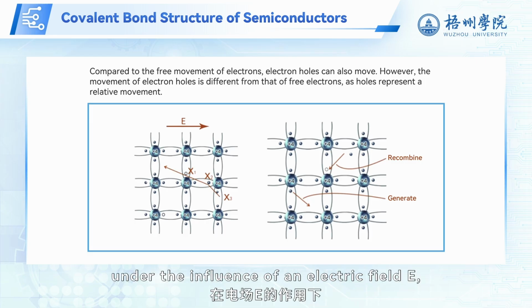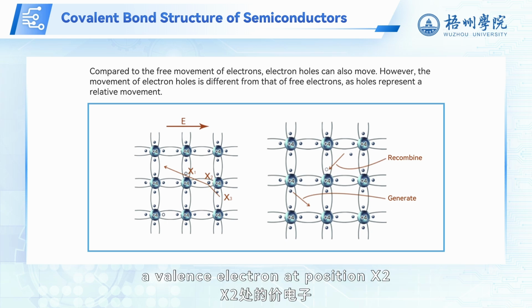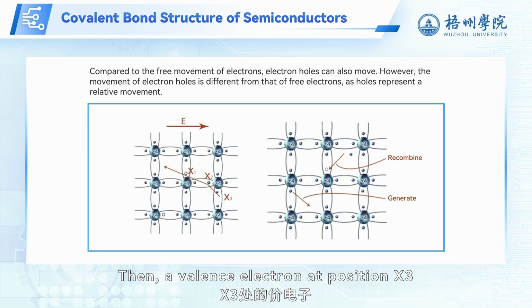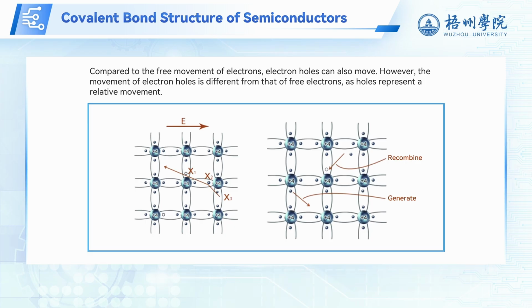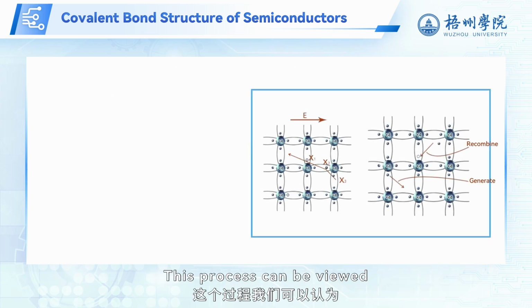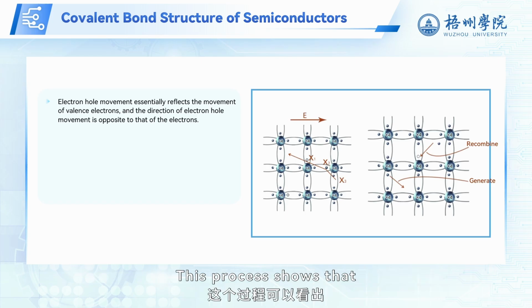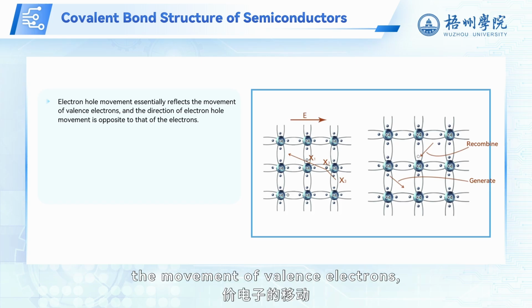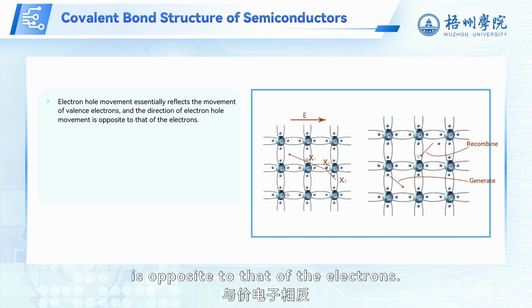For example, under the influence of an electric field E, a valence electron at position x2 breaks free from its covalent bond and falls into the electron hole at position x1. Then, a valence electron at position x3 breaks free and fills the electron hole at x2. This process can be viewed as the electron hole at x1 moving to position x3. This process shows that electron hole movement essentially reflects the movement of valence electrons, and the direction of electron hole movement is opposite to that of the electrons.